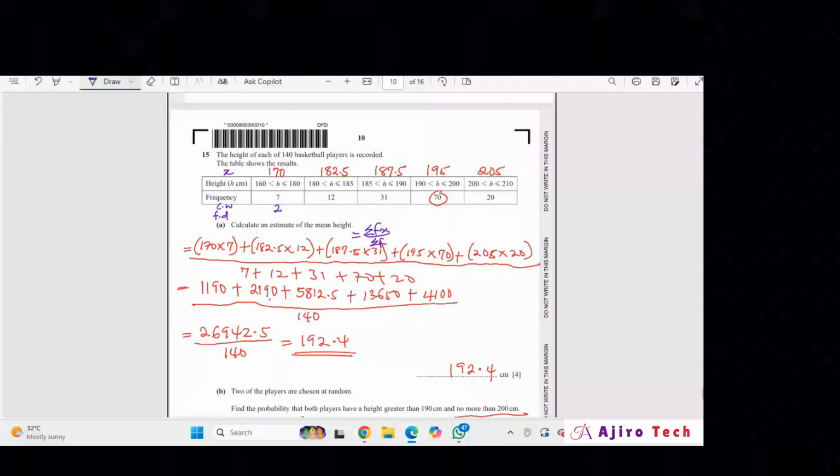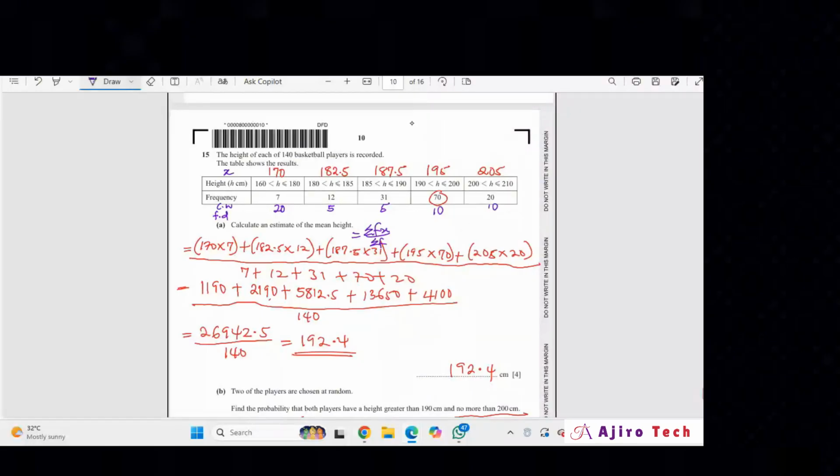So you do the same thing. I think this one is supposed to be 20 here. Then 185 minus 180. Yeah, you just subtract them. It will give you the class width. 185 minus 180 is 5. Then 190 minus 185, this is what? 5. Yes, that is correct. Then this 200 minus 190, that is 10 here. Then this one, 210 minus 200, that is 10. This is how you get your class width. So just subtract the heights.